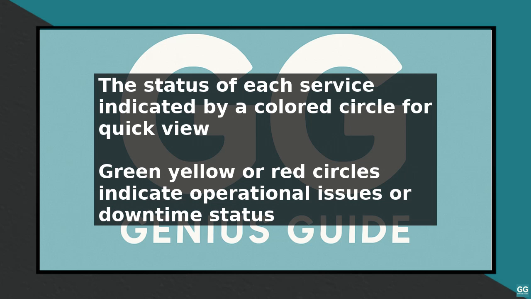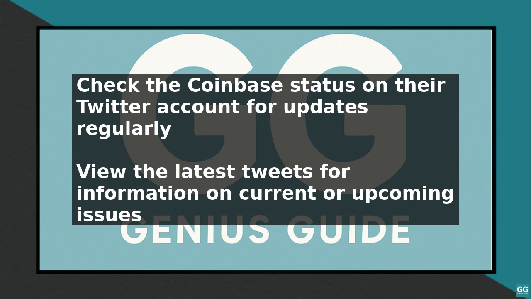In addition to the Coinbase website, you can also check the Coinbase status on their Twitter account, which is dedicated to providing updates on system status and any issues that may be occurring. To do this, simply navigate to the Coinbase status Twitter page and view the latest tweets, which will provide information on any current or upcoming issues.